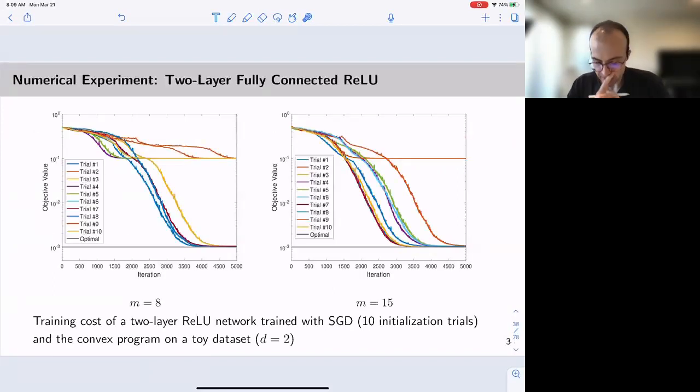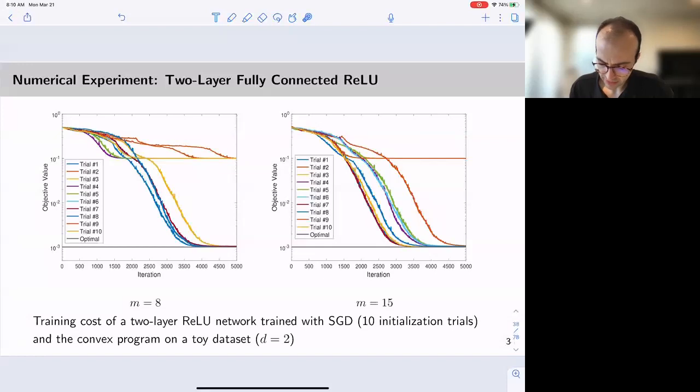And let me show you some experimental results. So here we have different trials of stochastic gradient descent method with different initializations. And we look at the training objective value, and we solve the convex program, and we plot the optimal value by a straight line. As you can see, stochastic gradient descent sometimes finds the global optimum, converges nearby global optimum, and sometimes it is stuck at local optimum or stationary points here. And as you increase the number of hidden neurons, actually, stochastic gradient descent is more likely to get near the global optimum.